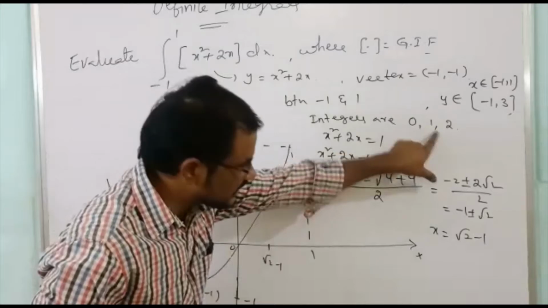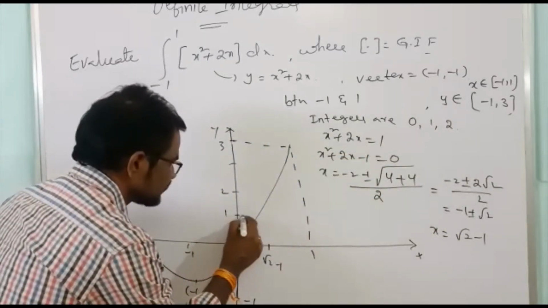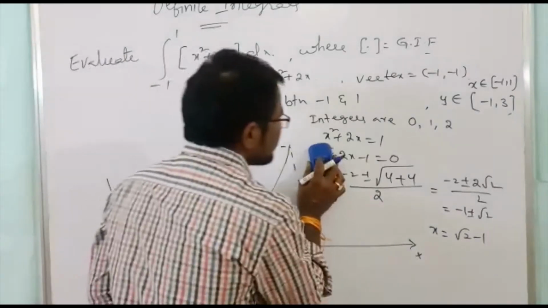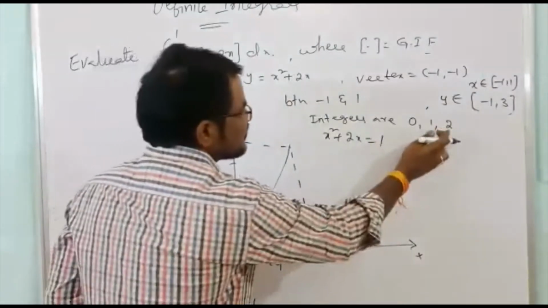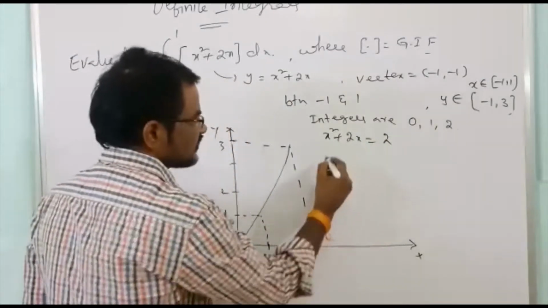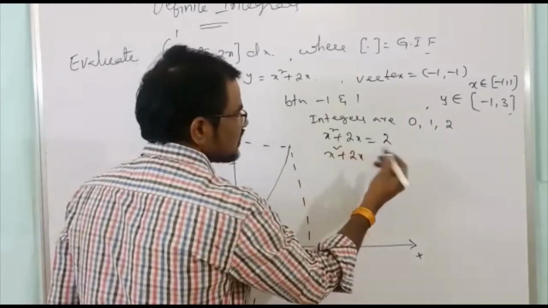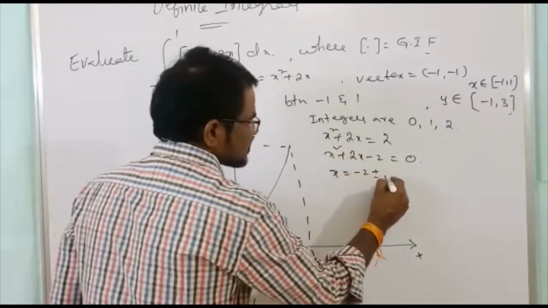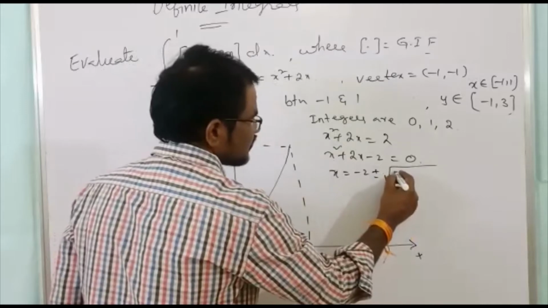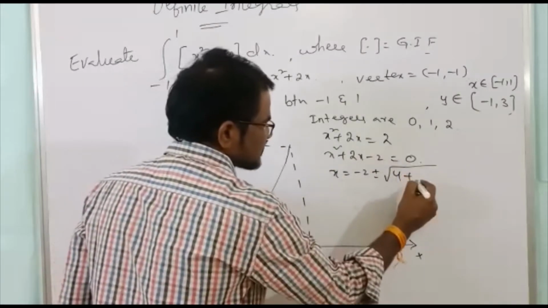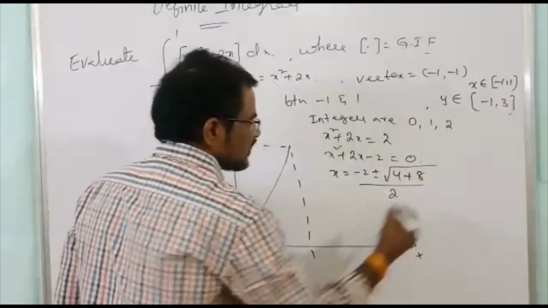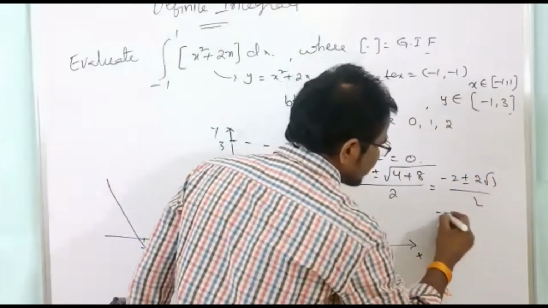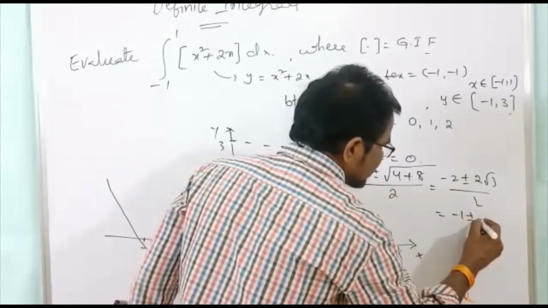Whenever y equals 1, the x value is root 2 minus 1. Next, if the y value is 2, take x square plus 2x minus 2 equal to 0. So x equals minus b plus or minus root of b square minus 4ac, divided by 2, that is equal to minus 2 plus or minus 2 root 3 by 2, that is equal to minus 1 plus or minus root 3.